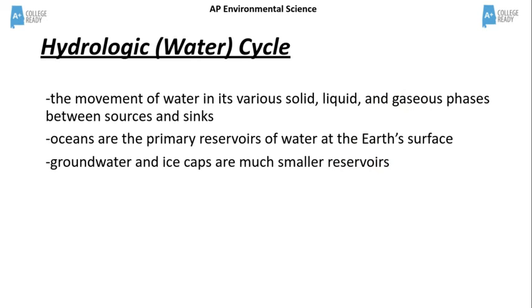The last biogeochemical cycle we study is the hydrologic cycle, also called the water cycle. It describes the movement of water through its various states of matter. The oceans are the primary reservoir of water at the Earth's surface, with groundwater and ice caps being smaller reservoirs.